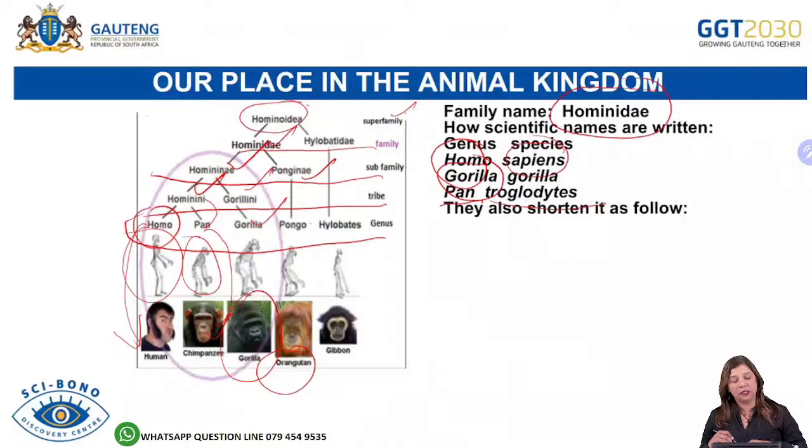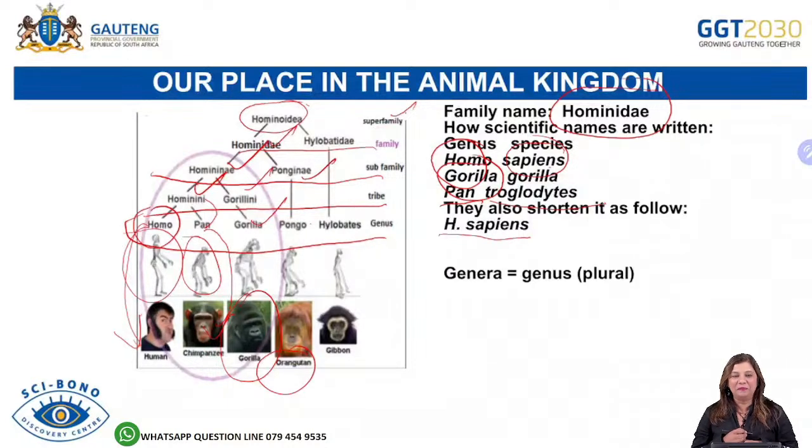And they also shorten it. Because as scientists, we can't write the whole long name, you can abbreviate it, you're allowed to. So instead of Homo sapiens, you can write H. sapiens. But remember, that H must be in capital letters. And you see there's a dot in between. And the plural for genus is genera.